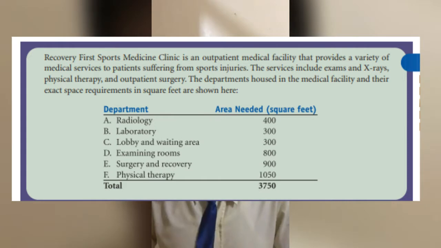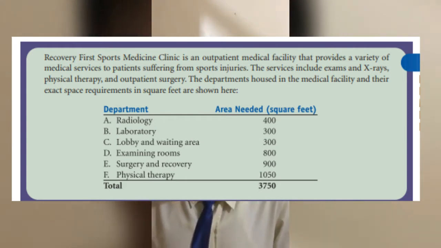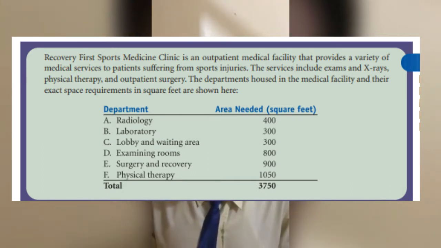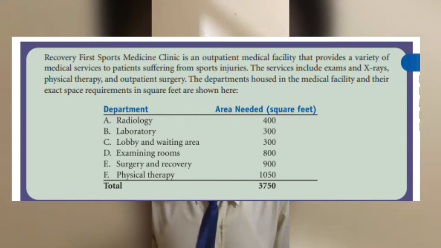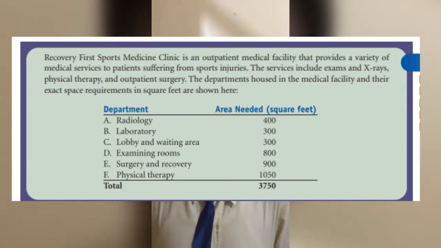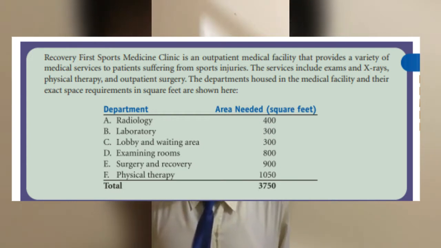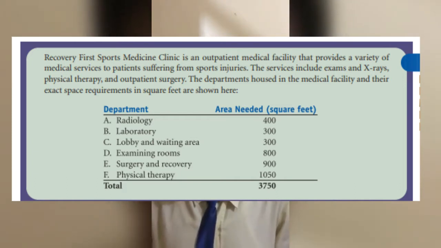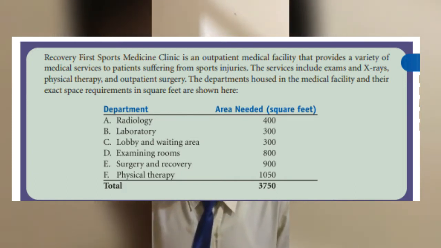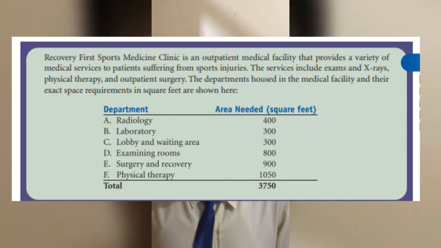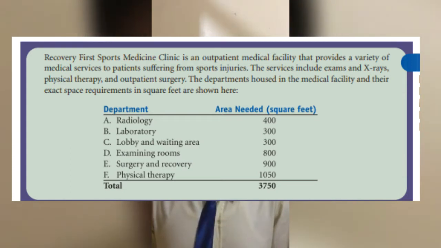Under the departments are radiology, laboratory, lobby and waiting area, examining rooms, surgery and recovery. The last one is the physical therapy. And their area needed: in radiology, the area needed is 400 square feet. In the laboratory is 300 square feet. In lobby and waiting area is 300 square feet. In examining rooms is 800 square feet. The surgery and recovery is 900 square feet. The physical therapy is 1050 square feet. And their total space needed is 3750 square feet.